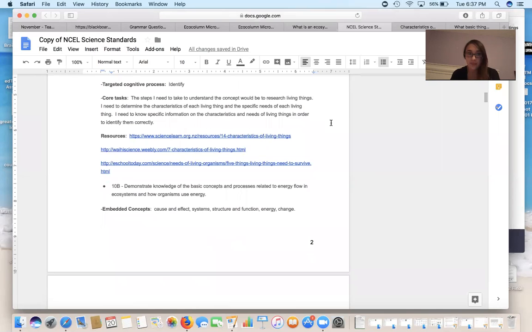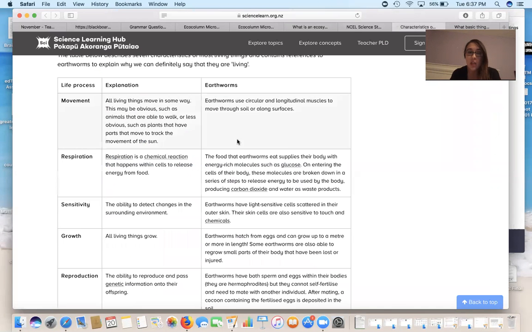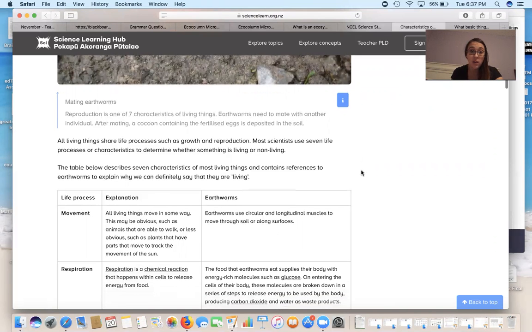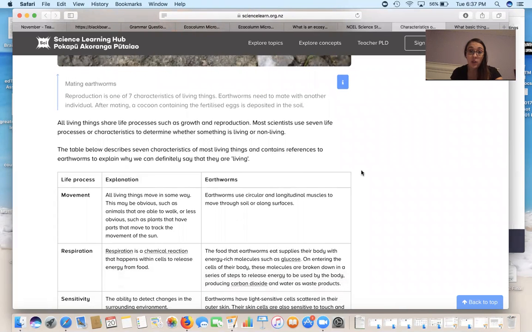Then let's look at two of these resources. I have three resources here, but we're going to look at these two. So they put items into two sections. They're either living or non-living. Okay, and to determine if a thing is living, they determine this with the 7 characteristics of living things. This can also be called life processes. So most scientists use 7 life processes or characteristics to determine whether something is living or non-living.